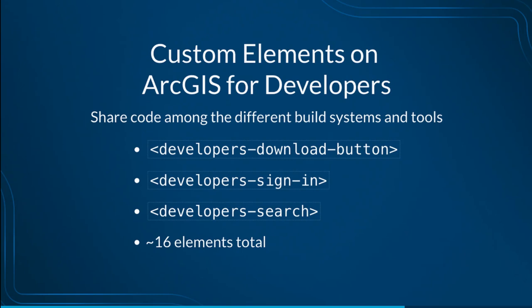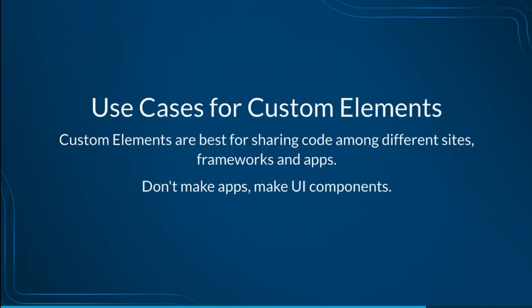There's a couple other ones. The blog feeds that get pulled in on all the home pages are all custom elements. All in all, we have about 16 elements. And this pattern has worked out really well because we get to encapsulate these and we distribute them amongst all of the different pieces of the site. And that's really where I think the best use case for this is.